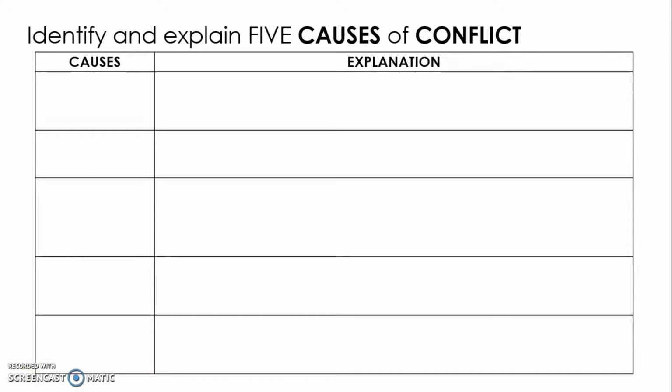Let's look at today's question. Identify and explain 5 causes of conflict. Remember that before we can answer this question, we need to look at our cognitive verbs. We have 2 cognitive verbs for this question, and they are identify and explain. Remember that split marks will be awarded here. Also, you will need to identify the cause first and then explain that cause of conflict.